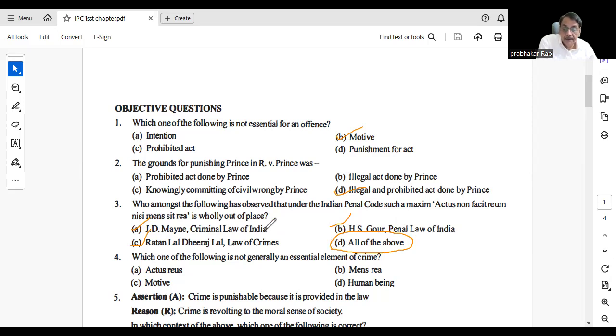Next one is, which one of the following is not generally an essential element of crime? You see, repeatedly this thing is coming. Actus reus, mens rea, motive, and human being. We have already seen that motive is not an important thing. That's why the answer is C.